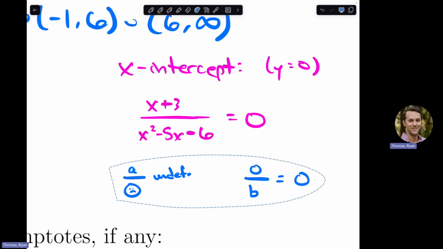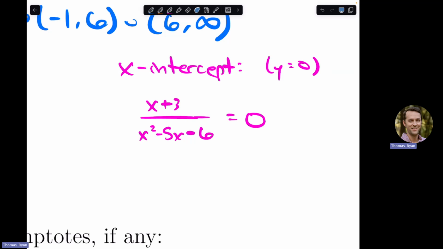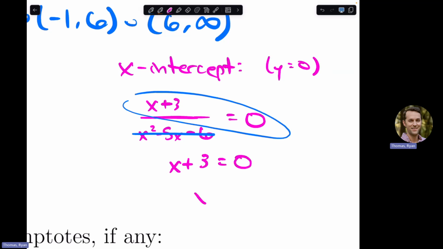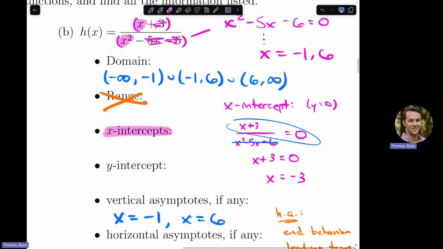So I get to basically ignore that and just look at this. If x plus 3 is 0, then x is -3. So what's the x-intercept? -3. It's a point, so I'm going to write it as a point. It's -3, 0. Just, again, a point on the graph.